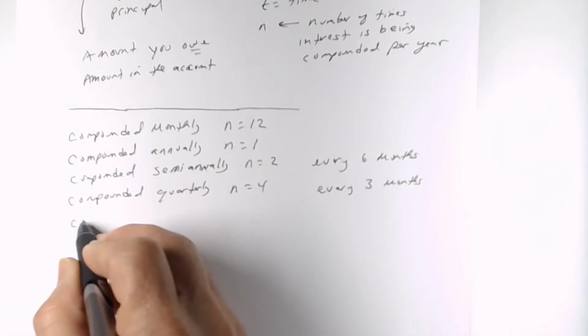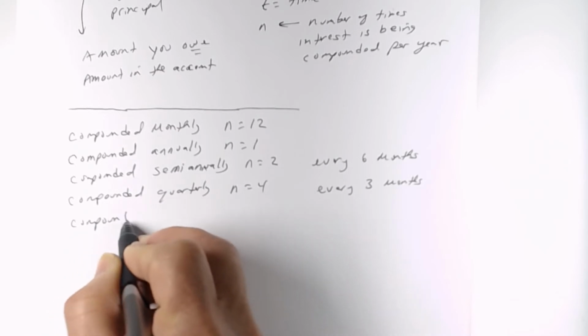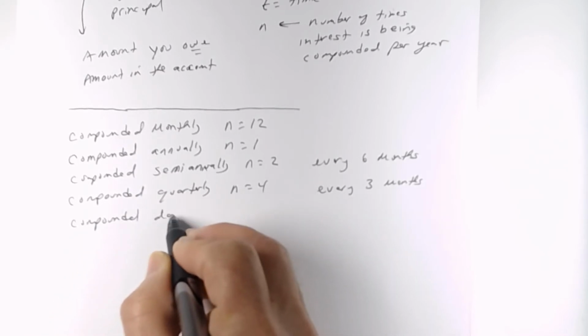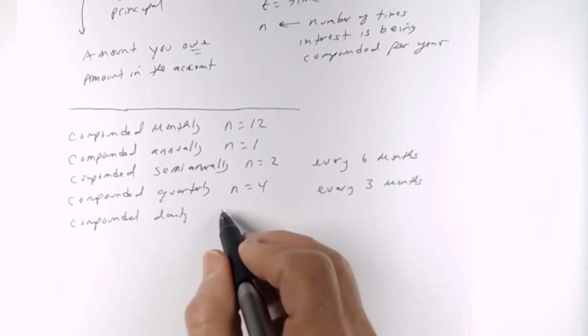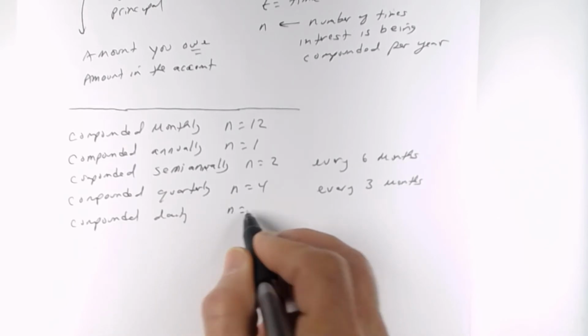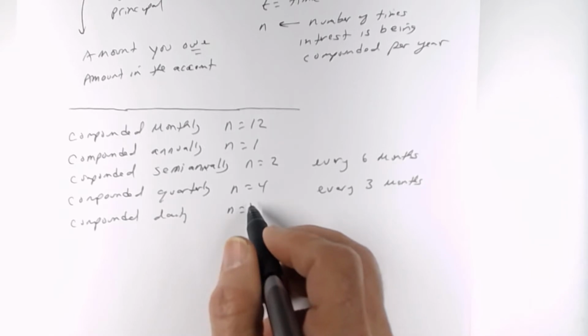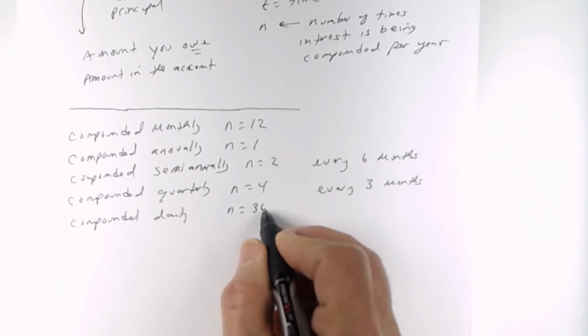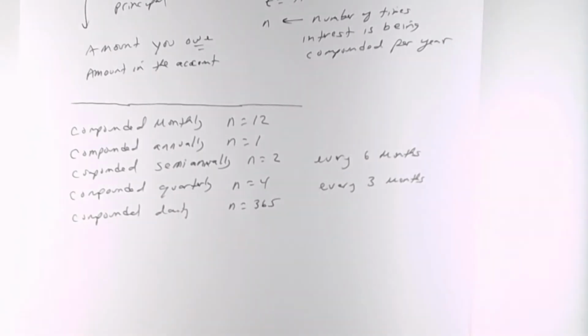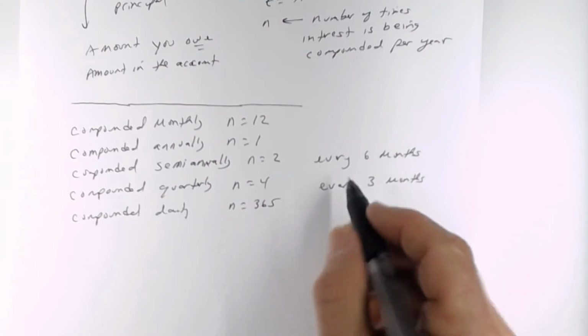Compounded daily. What's N? Assume there are 365 days in a year, so you're going to say 365. So that means every day.